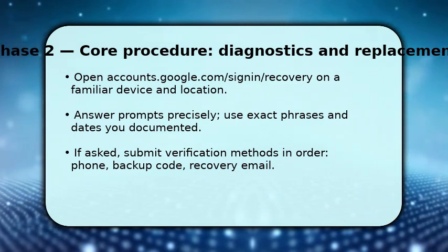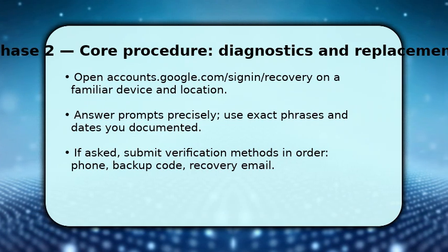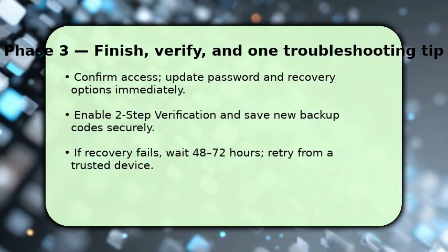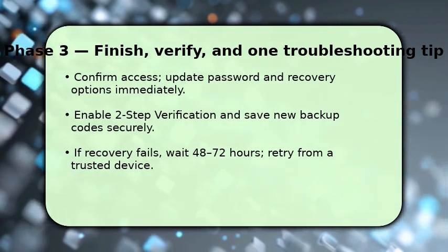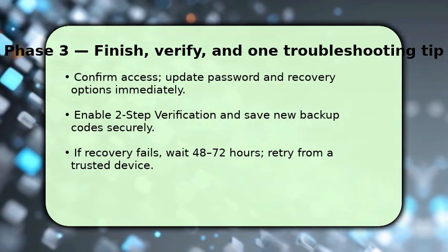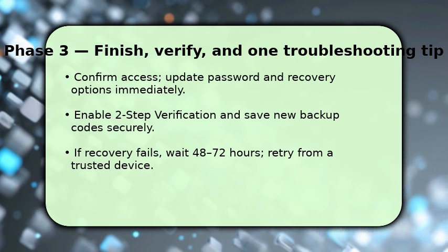You finish by confirming access and locking the account down. Change the password to a strong, unique one and update recovery phone and email right away. This prevents reblocking. Then enable two-step verification and store new backup codes in a secure place.